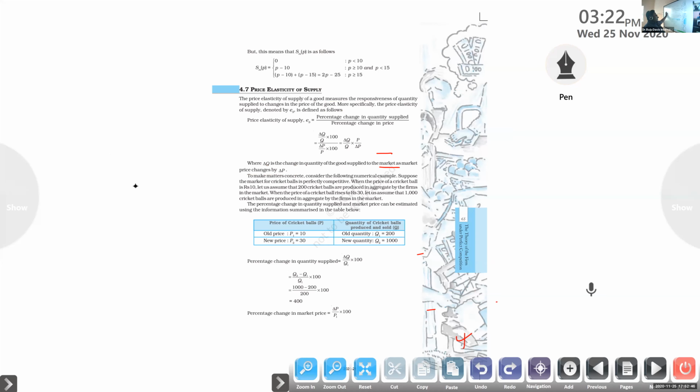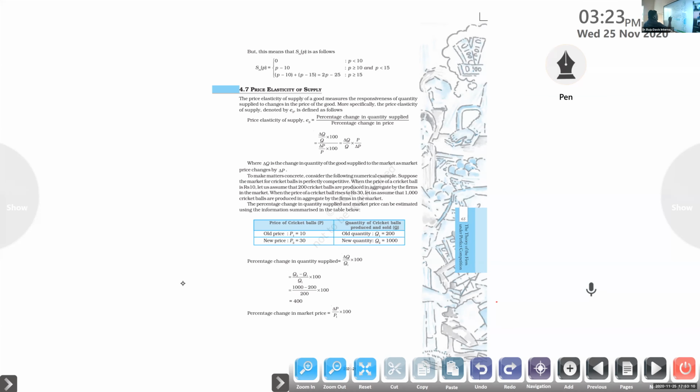To make matters somewhat concrete but crystal clear, consider the following numerical example. In your text, one more numerical example is there, and we are going to solve this equation. Suppose the market for cricket balls is perfectly competitive. When the price of a cricket ball is rupees 10, let us assume that 200 cricket balls are produced in aggregate by firms in the market.